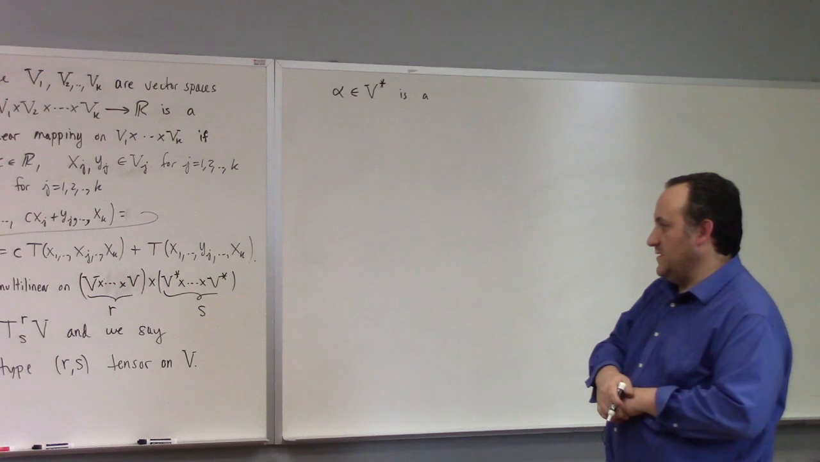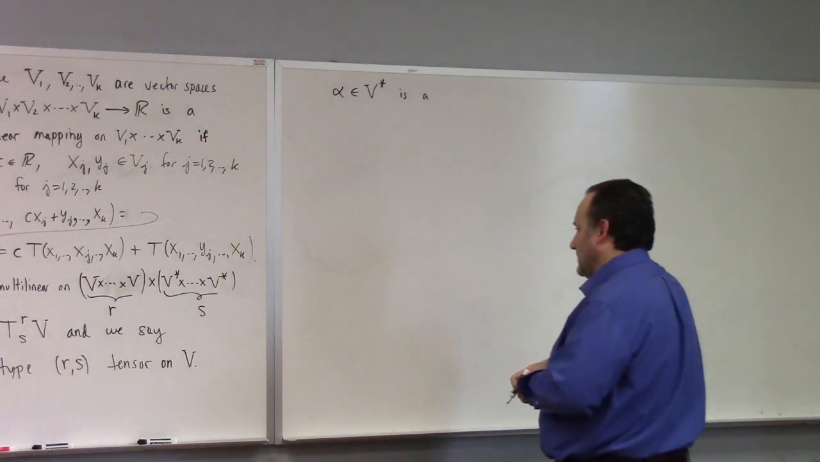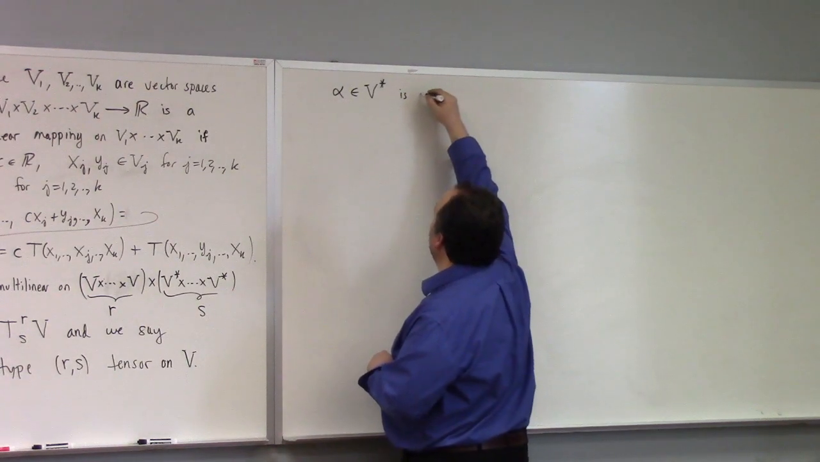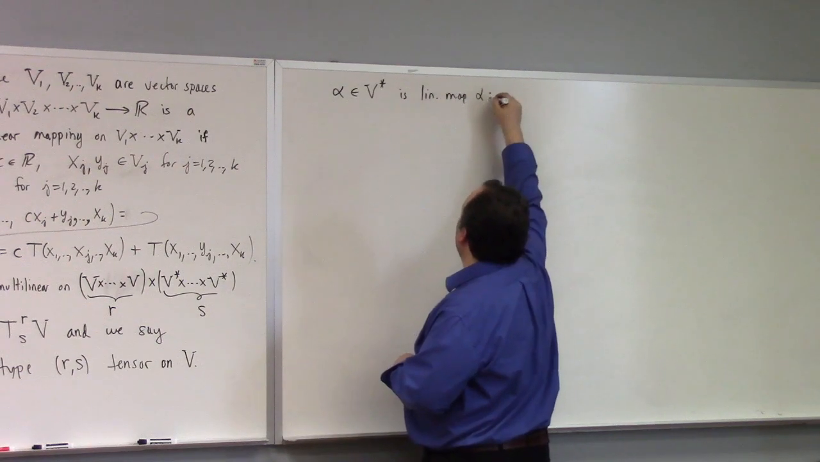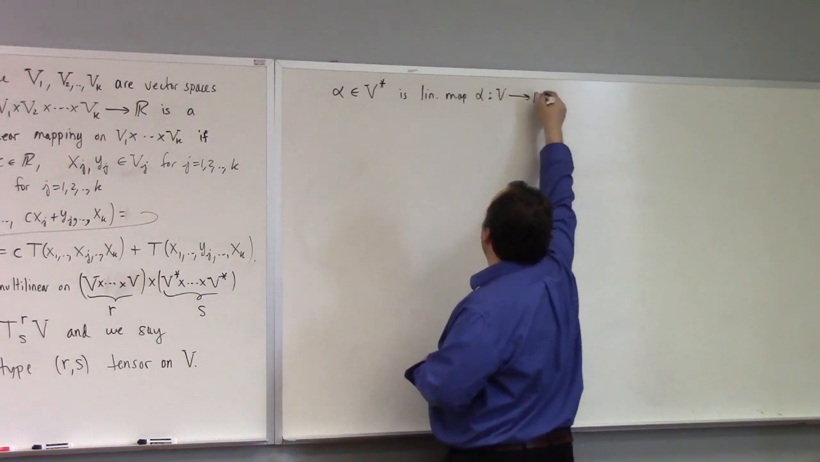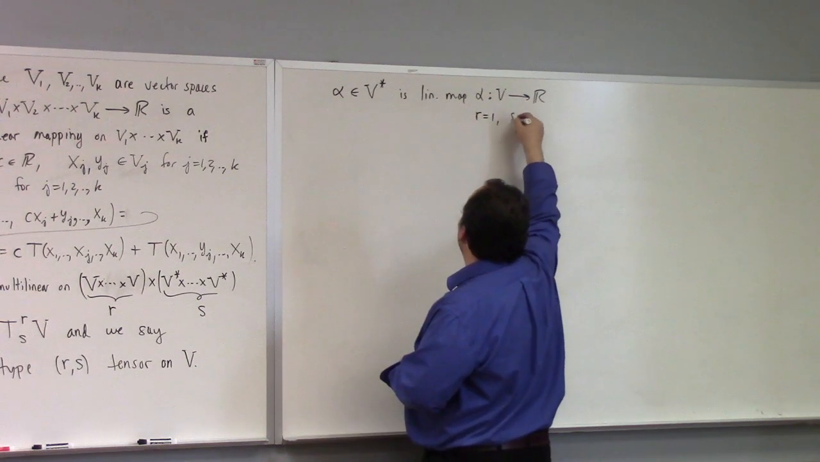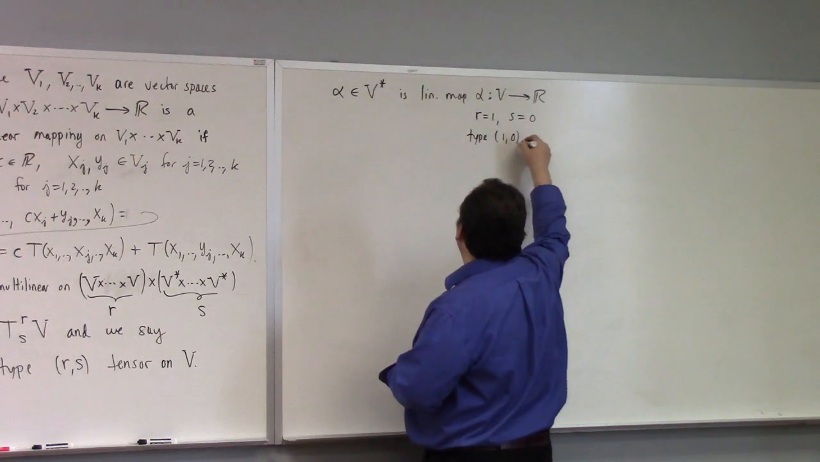What kind of tensor would it be? 0. So it's a linear map, right? From where? From V to R, right? So we have R equals 1, S equals 0. It's a type (1, 0) tensor.